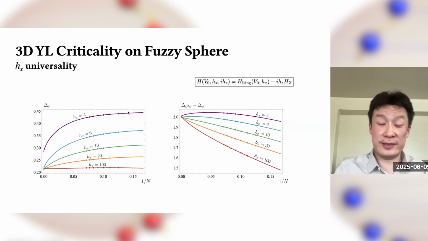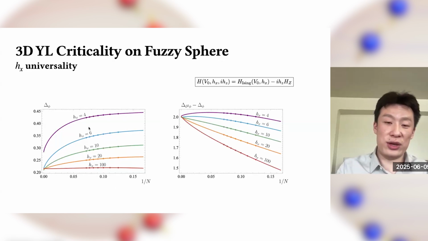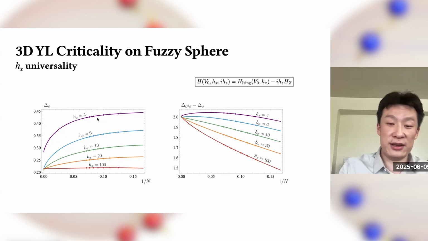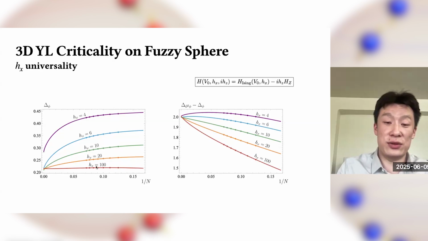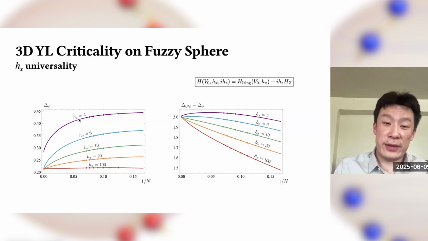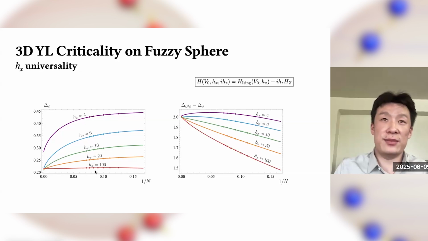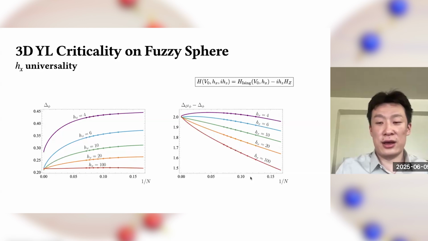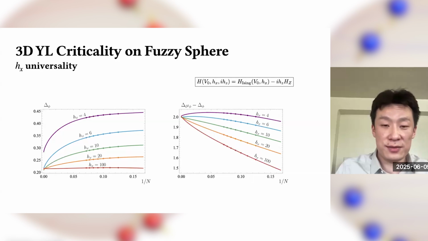So I'm getting a little bit ahead of myself about how we treated the finite size scaling. But roughly, we could see that no matter how large or how small we take this longitudinal field, sorry, the transverse field in the Ising, or in other words, how deep we are in the paramagnetic phase, we always get the same CFT data as we go to the corresponding Yang-Lee fixed point.